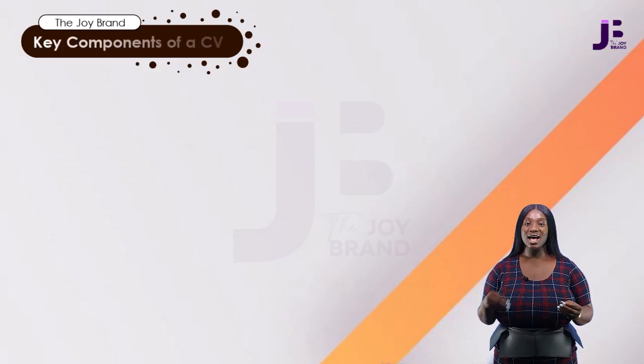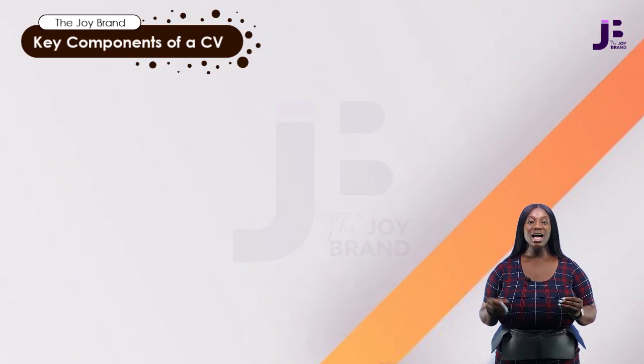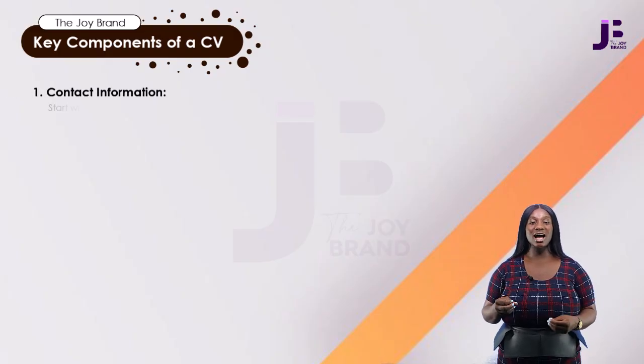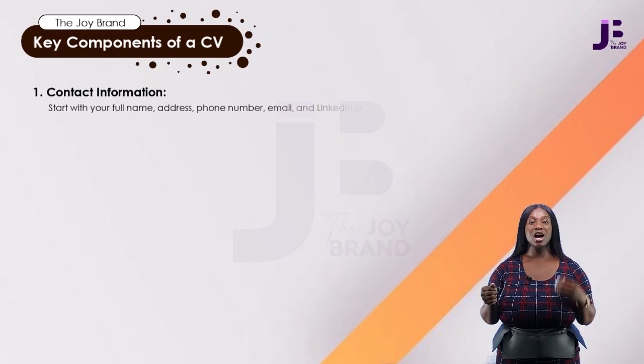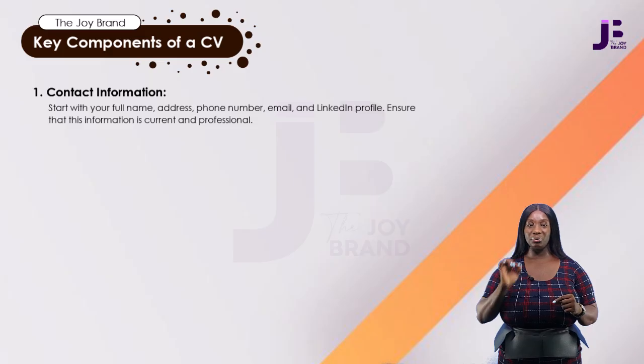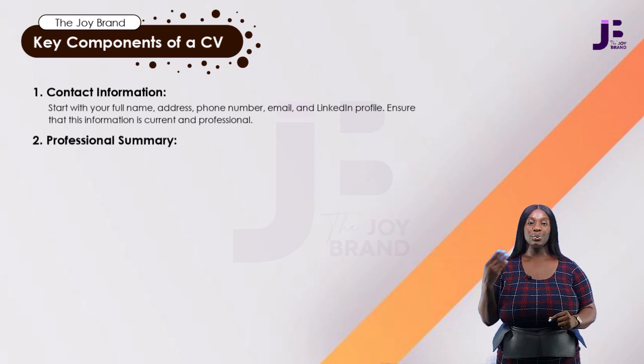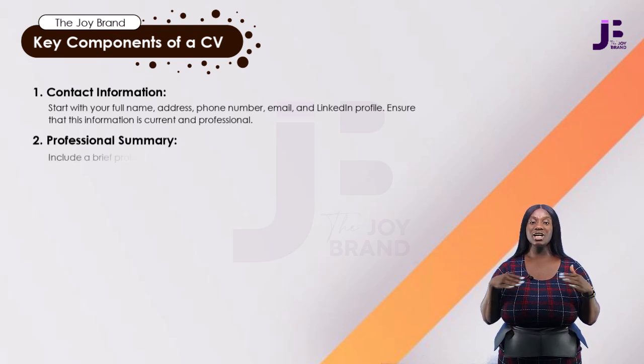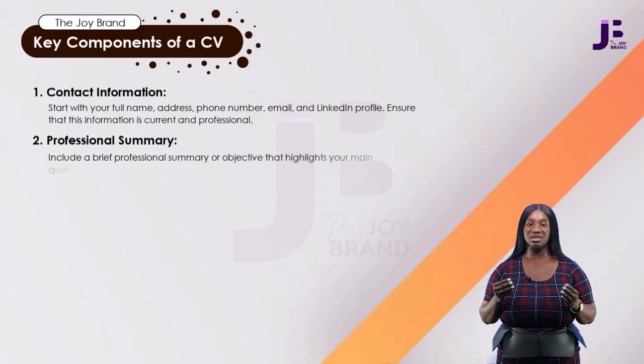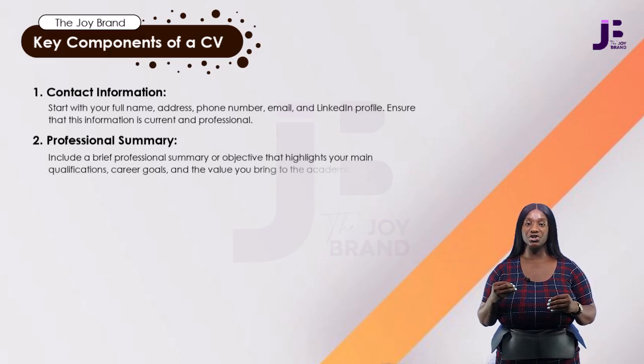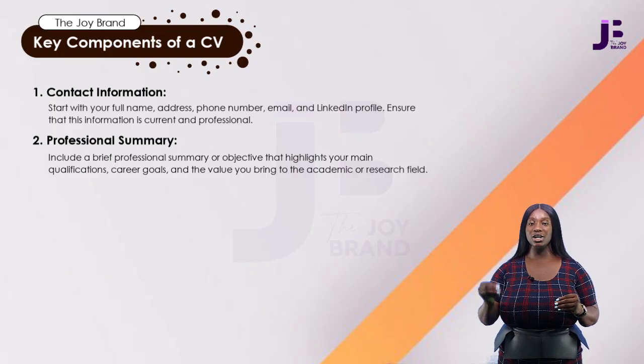Let us discuss the key components of a CV tailored for academic and research positions. As usual, 1. Contact information. Start with your full name, address, phone number, email, and LinkedIn profile. Ensure that this information is current and professional. 2. Professional summary. Include a brief professional summary or objective that highlights your main qualifications, career goals, and the value you bring to the academic or research field.